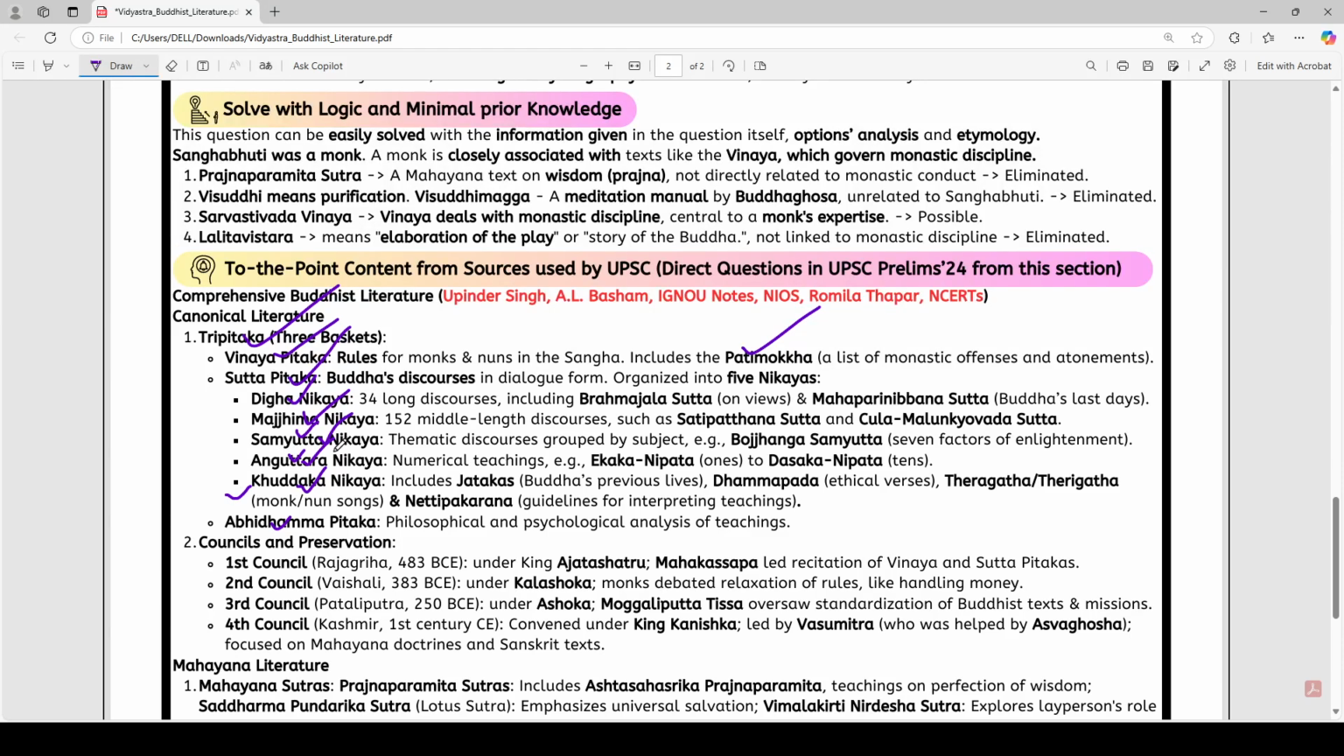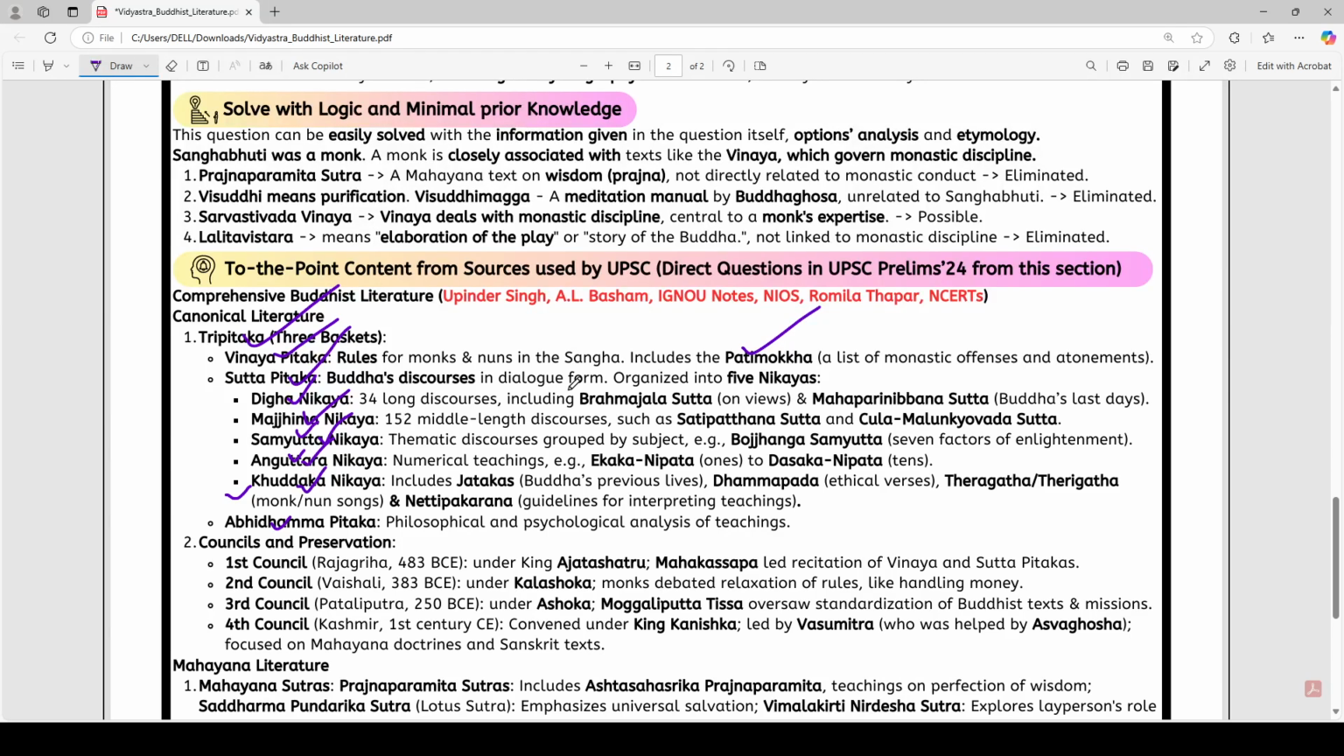Anguttara means chronological. So Digha has the long discourses, Majjhima has the middle discourses, Samyutta has discourses arranged thematically, like we do PYQs or we study for UPSC thematically. Same way, in Samyutta Nikaya, the discourses are arranged thematically. In Anguttara Nikaya, they are arranged in chronology. Let's say we do PYQs in chronological order from 1979 to 2024. Okay, that is the difference between the two. Khuddaka means the short. We'll come to that.